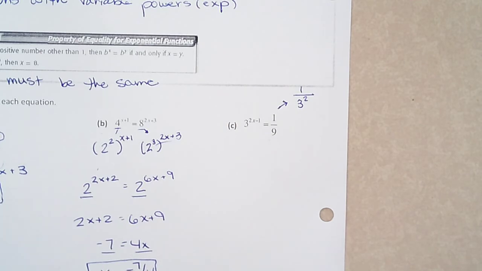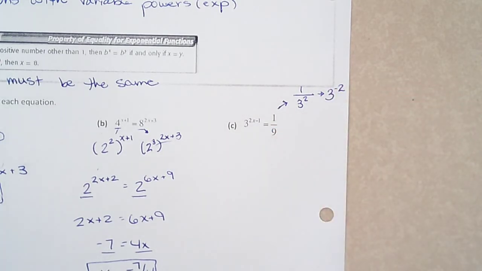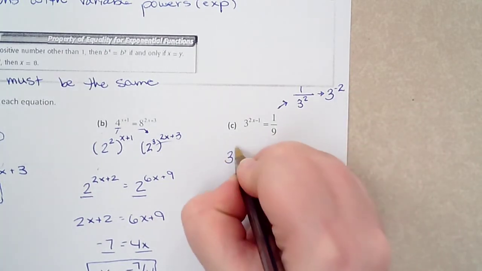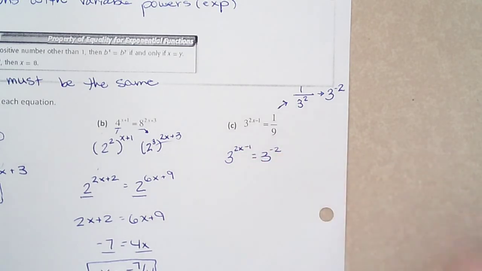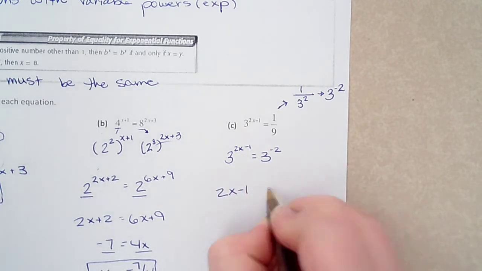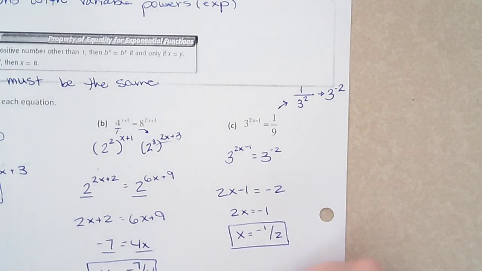Now I have a base to work with, and if I want to get rid of the fraction, all I have to do is make my exponent negative, because I know that negative exponents will raise it to the top, or to the numerator. Well, now with this rewritten, I've got 3 to the 2x minus 1 equals 3 to the negative 2. I don't even have to change anything around here. I can immediately just write 2x minus 1 equals negative 2 and solve. Move the 1 over, divide both sides by 2, and I get x equals negative 1/2.